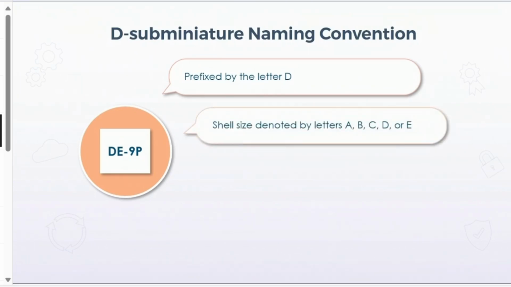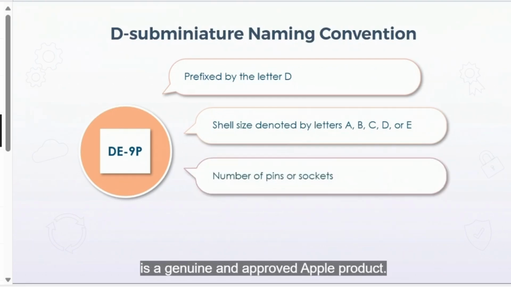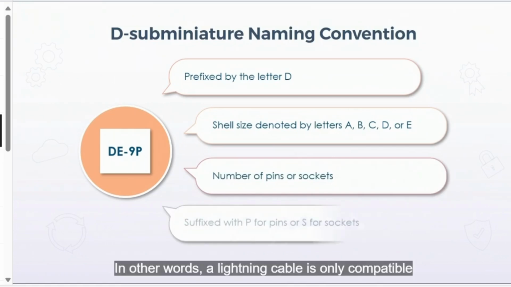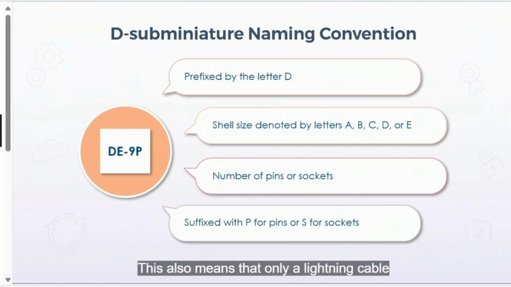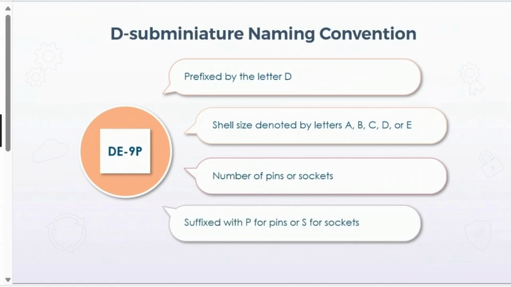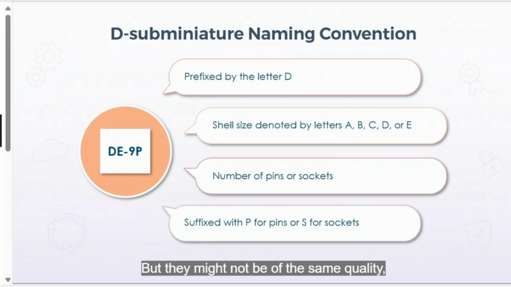And they did increase sequentially from A through D, but E was in fact the smallest of them all. The number after the dash indicated how many pins or sockets were in the connector, and the letter at the end was either P for pins, which denoted the male end of the connector, or S for sockets, which denoted the female end. So in our example on this slide, DE9P translates to a D sub connector of size E, again the smallest, with 9 pins.